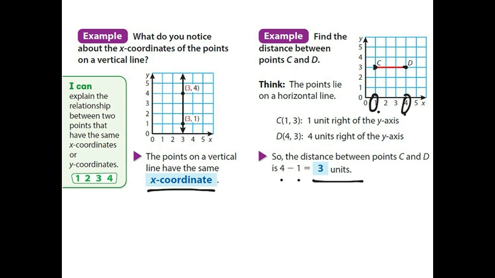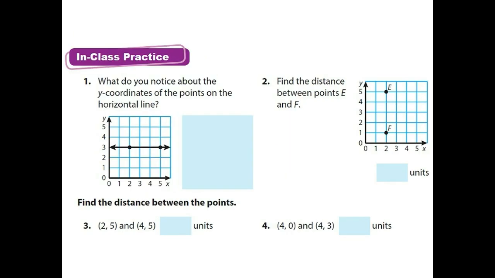And our I can statement there says, I can explain the relationship between 2 points that have the same x coordinates or y coordinates. Alright, so let's do some in-class practice. Number 1 says, what do you notice about the y coordinates of the points on the horizontal line? And here's what we're going to say. They are all the same. So all the y coordinates on that one are going to be 3.